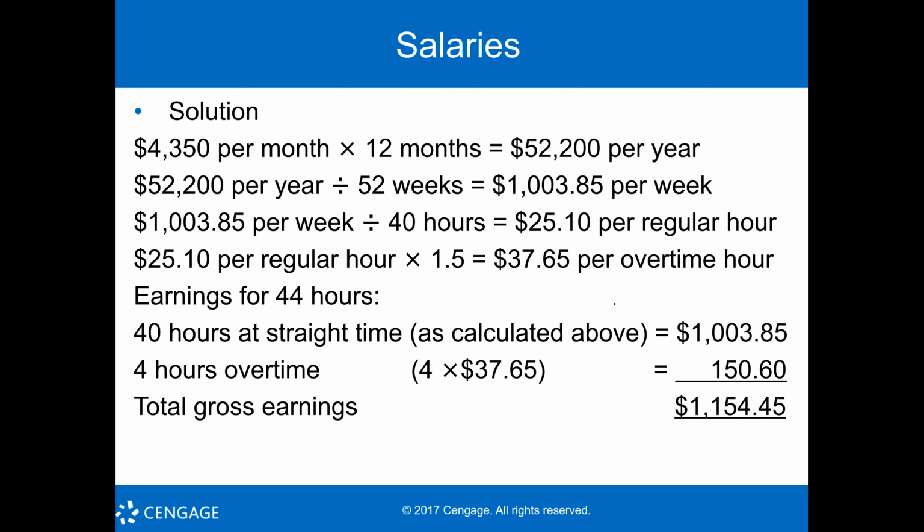So the first thing we want is the amount per year, what she makes per year. So 4,350 per month times 12 months, she makes 52,200 per year. There's 52 weeks in a year, so we take that 52,200 divided by 52. She makes $1,003.85 per week. And then we need to break that down per hour. So 1,003.85 divided by 40 hours. She makes $25.10 regular pay per hour.